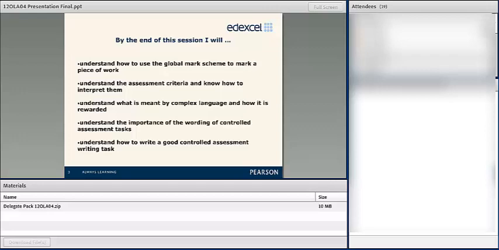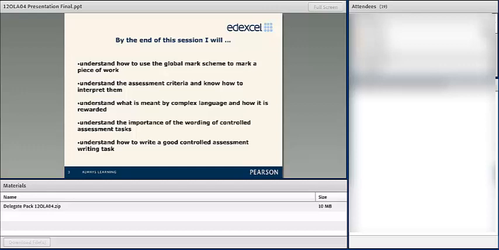You can see that we're not just looking at the assessment criteria, although that's the main focus of the session. We're also going to look at writing assessment tasks, which is a pretty important part of the process, as you know. So that's what the session's going to be about.